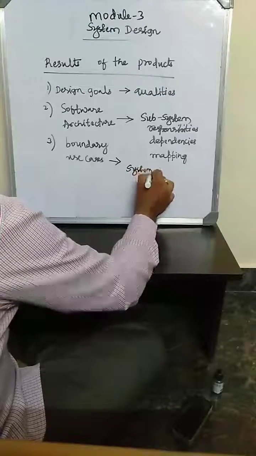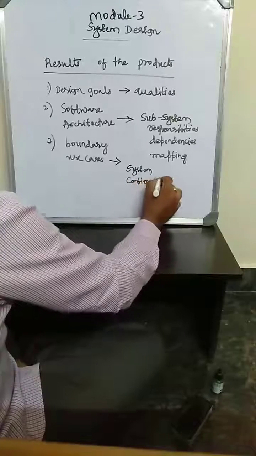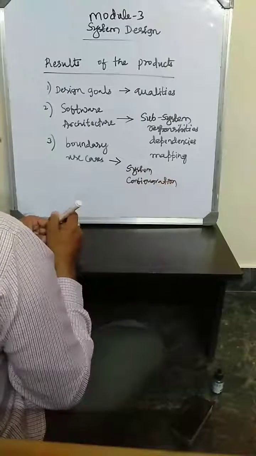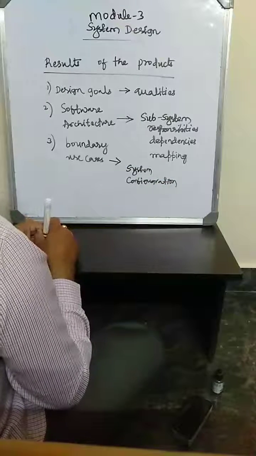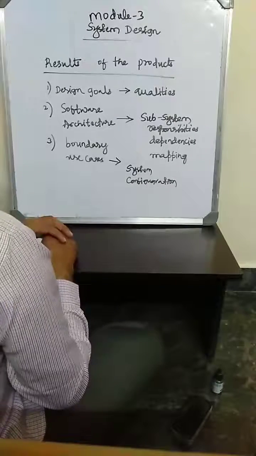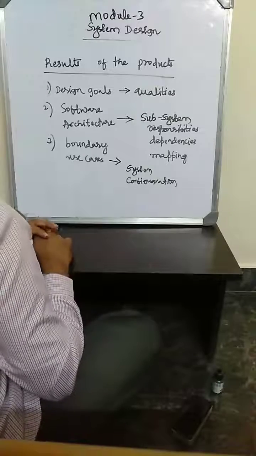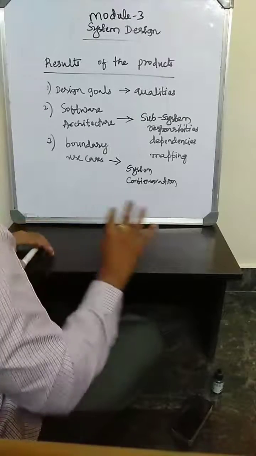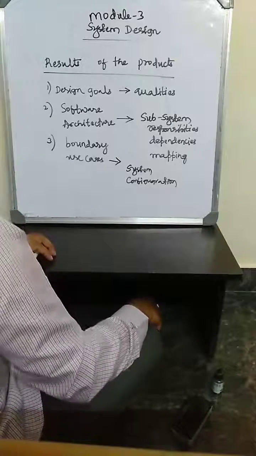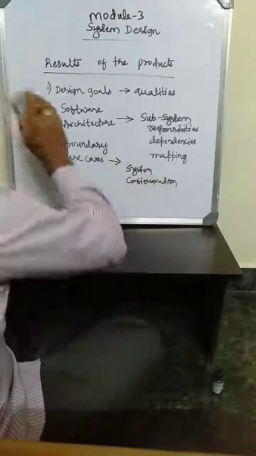So system configuration, in terms of startup, shutdown, or exception handling issues. Basically it describes system configuration. It may be one kind of startup, shutdown, or exception handling issues, right? So this is how we are able to go on understanding the results of the products.